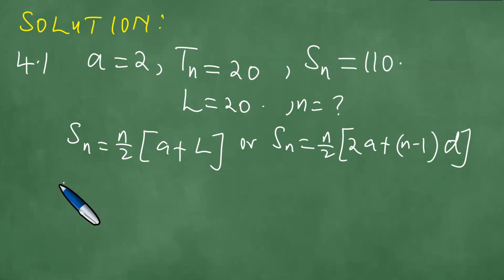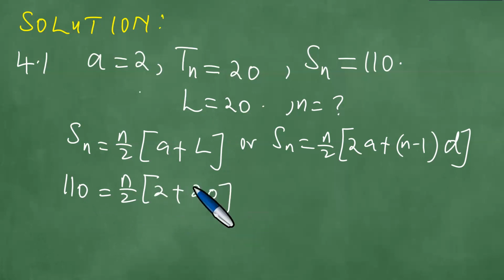Now look, this one is 110. The first term is 2, the L is 20, and the sum is 110. And there are many ways to do this question, but surely this is just one of the ways. So which means that you can manipulate this: 110 equals n over 2 times 22.